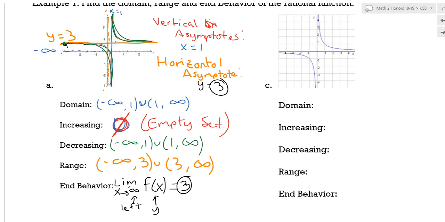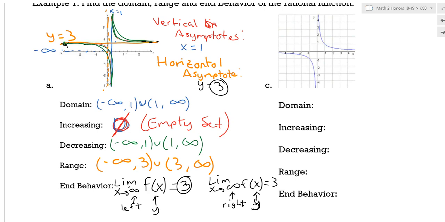Okay? Same thing on the right side, the limit as x approaches infinity of f of x. All right, what's going on this side? It's getting closer and closer to that line. Okay, so it's the right side and it's y.